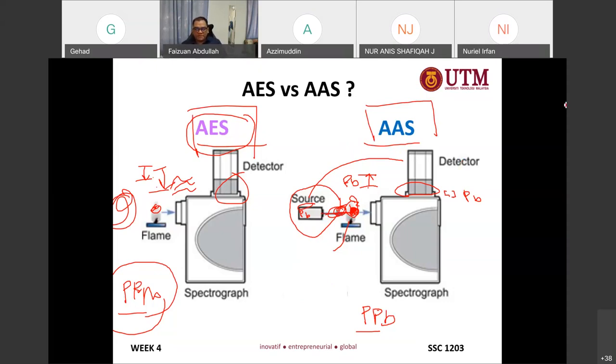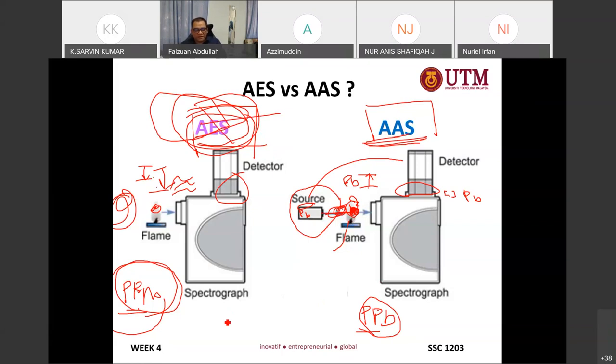Okay, Aziz Abdul Mahdi said AAS. Who said AES? Okay, Asghar says AES, and does anybody else answer AES has the lower detection limit? Okay, so you don't understand yet. If AAS can detect up to the part per billion level, which is very small, and AES can only detect part per million, which is quite large, then the instrument that has the lower detection limit is AAS, not AES.